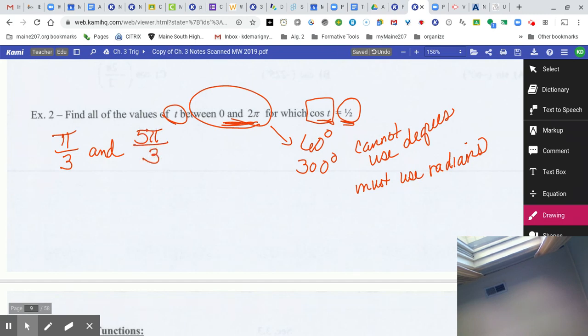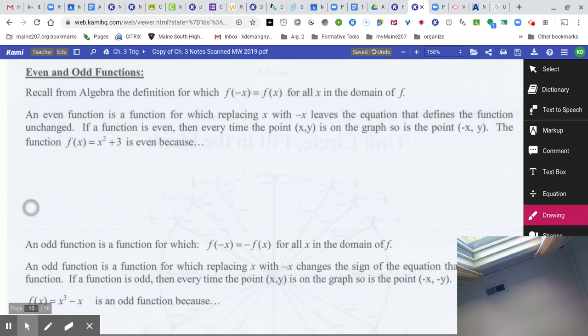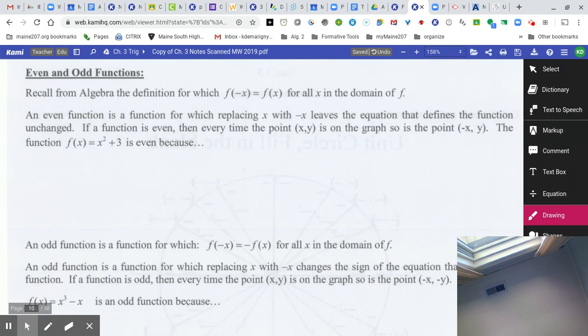So, and it could be more depending on what they ask, but they're only asking you what angle between 0 and 2 pi will give you a cosine of 1/2. All right, and then finally, the last thing that we need to look at are even and odd functions.